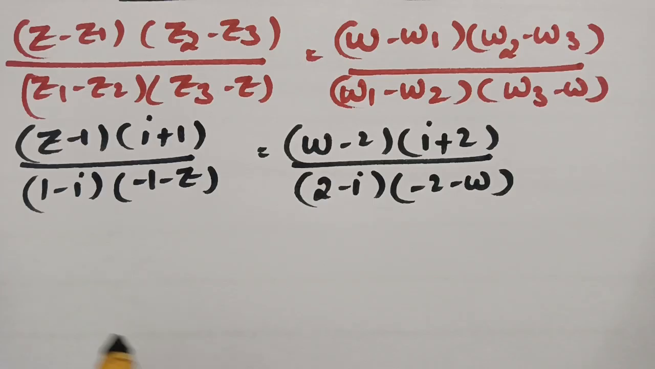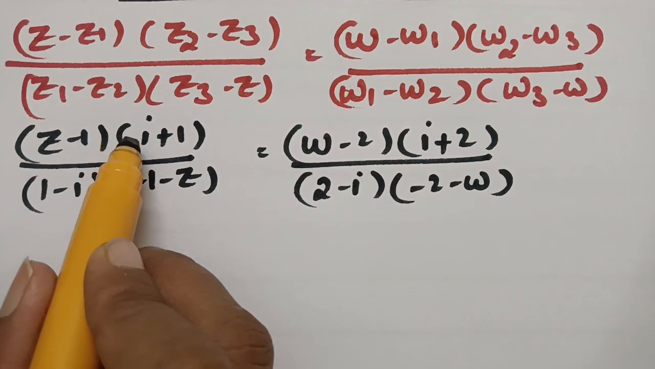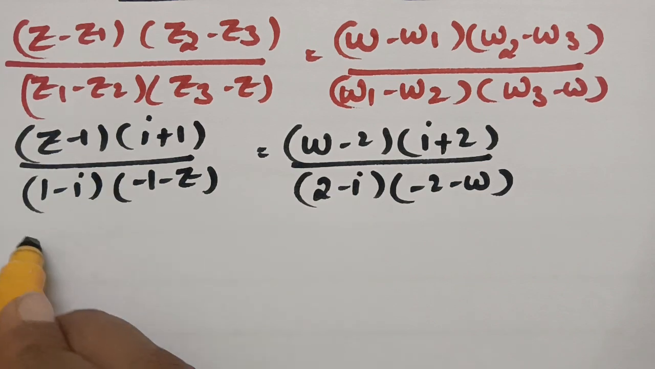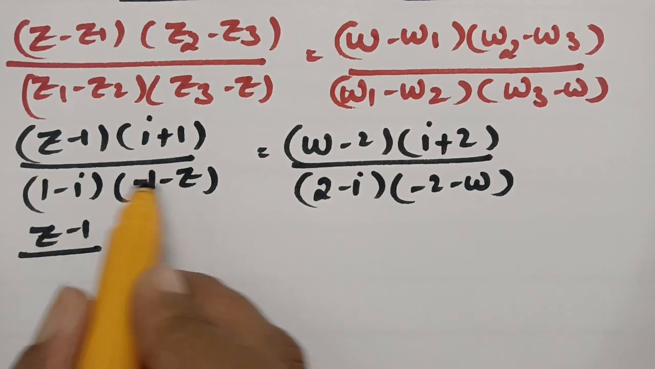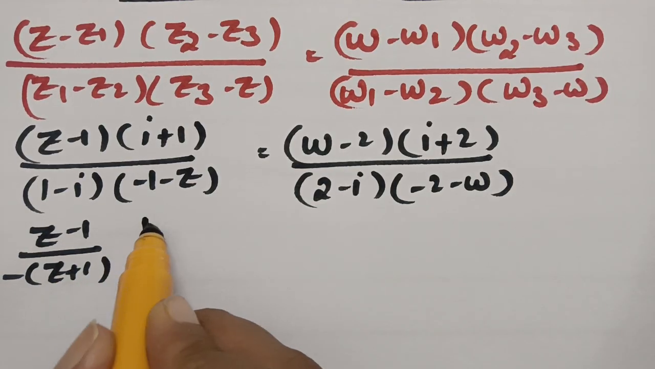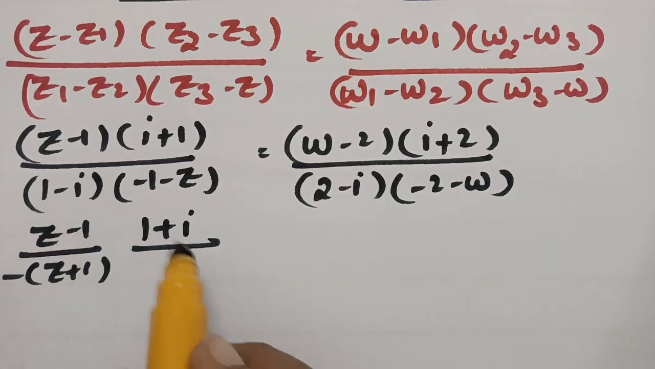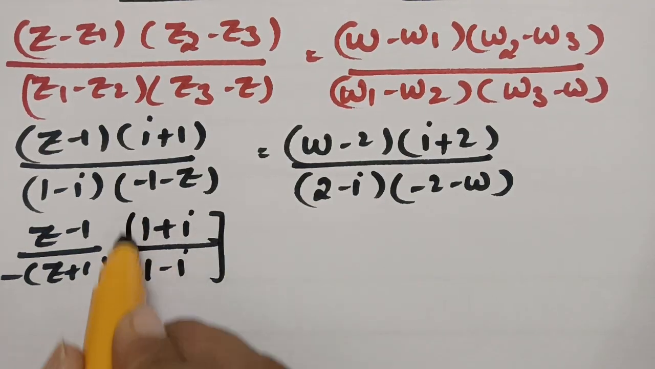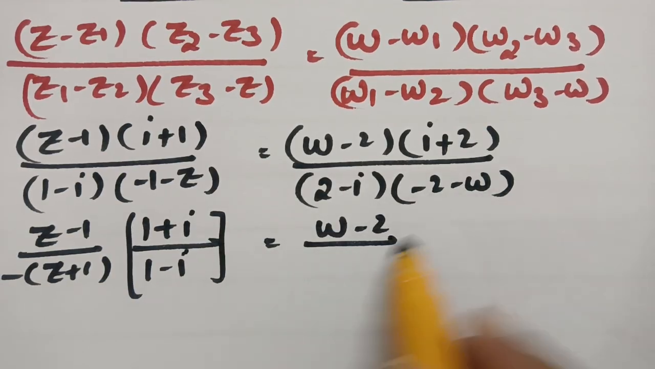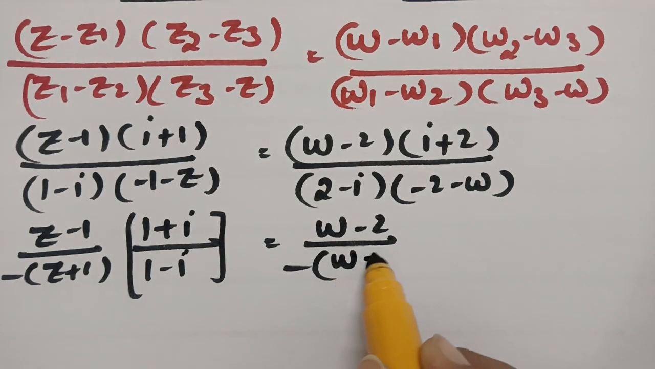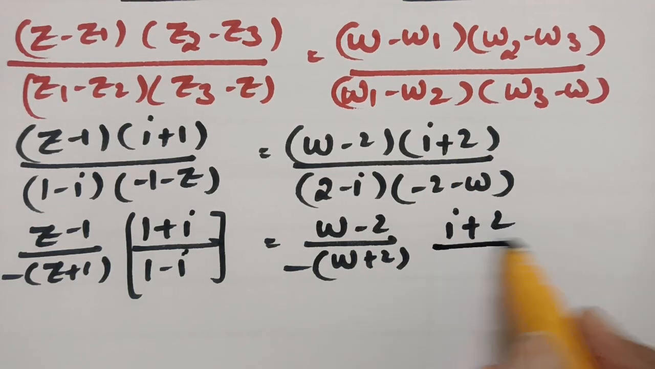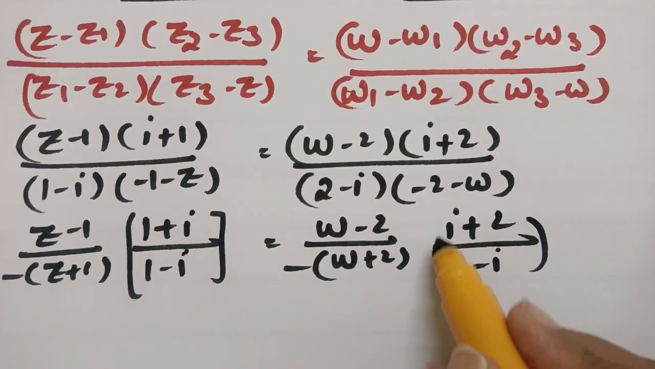So here if you adjust this Z or else if I multiply this one, see what happens here. So see here this is Z minus 1 and see this will be minus of this is Z plus 1, clear. So this is 1 plus i and this value is 1 minus i, the constants 1 minus i. So here this is W minus 2 and this value if I take minus common this will be W plus 2 and later this is i plus 2 and this value is 2 minus i, clear.